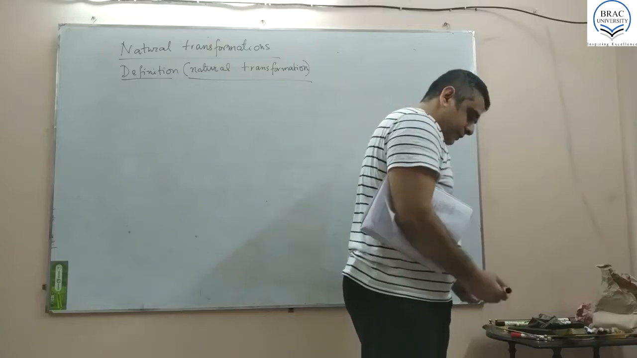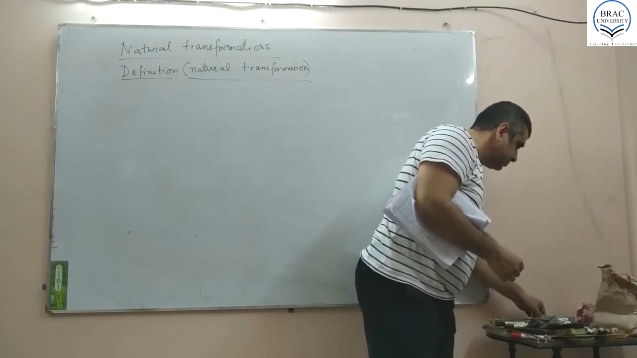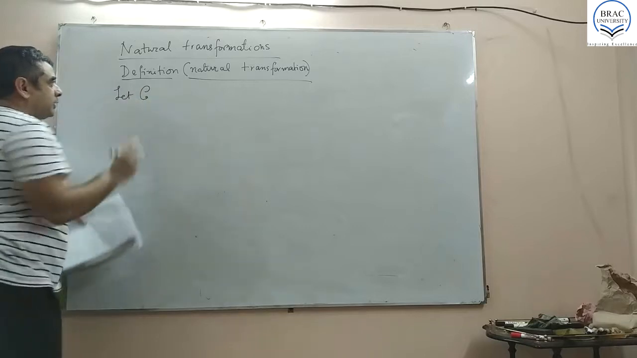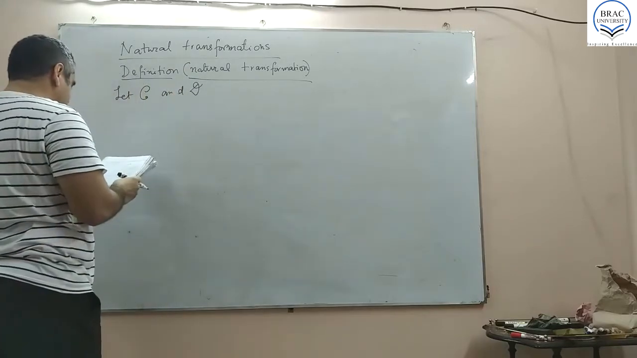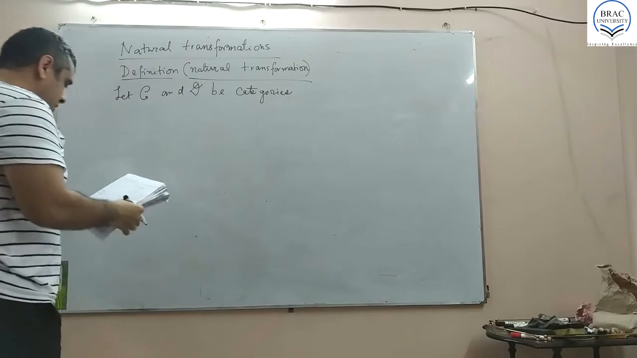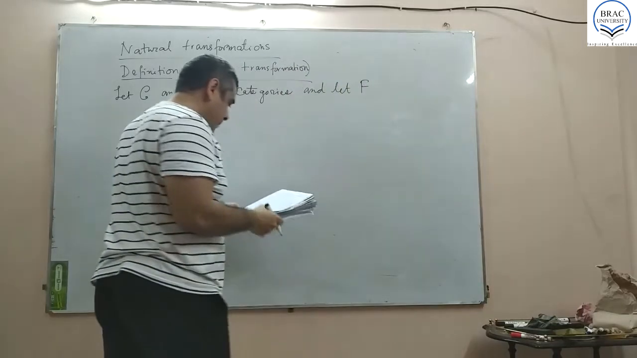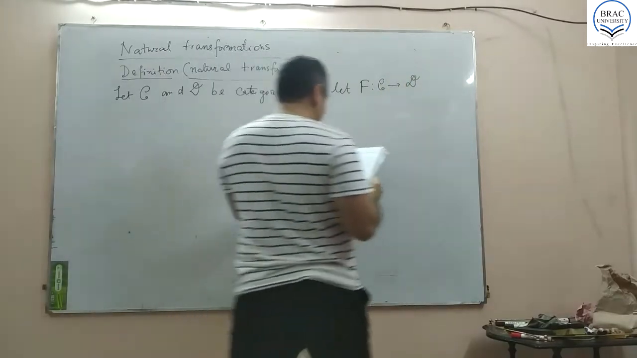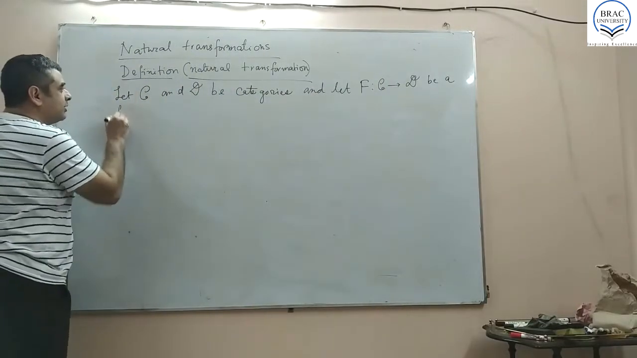Let me change my marker. Let calligraphic C and calligraphic D be categories, and let F from calligraphic C to calligraphic D be a functor, okay? These are the given information.